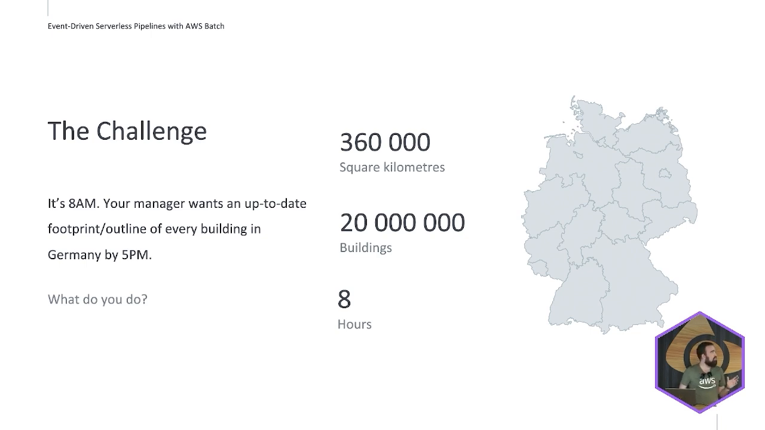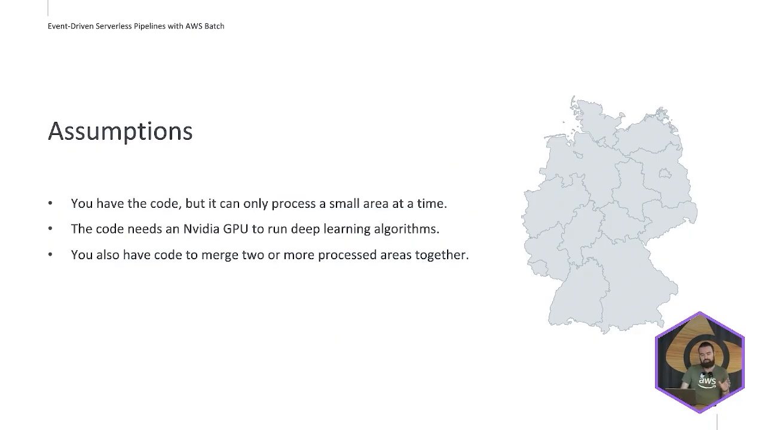Just for a bit of context, Germany is about 360,000 square kilometers. That is a bit smaller than the Northern Cape province, which is funny. And there's about 20 million buildings in Germany, and you have 8 hours to capture all of that. We are going to work on some assumptions. If you don't have the code ready, tough luck. It's not going to be ready by the end of the day.